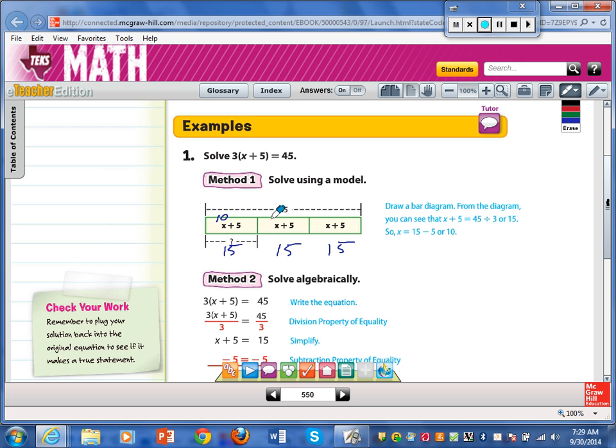X has to be 10 in order for this to be true. 10 plus 5 is 15. All right.